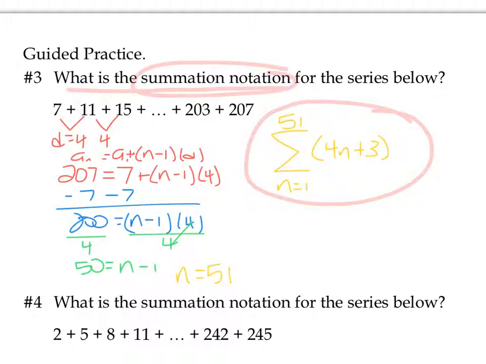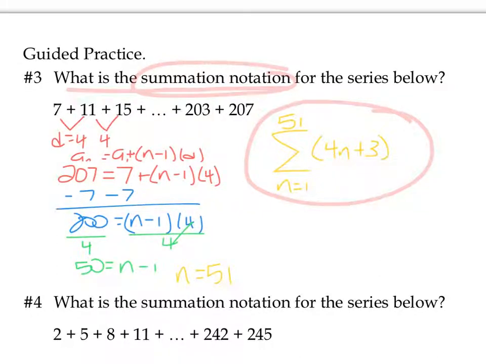Summation notation is written right there. That sigma sign, right? Again, this is our sigma notation. We're going from 1 to 51. We got the 51 by solving for how many terms there were. We don't know, there's a big list. How do we know how many terms there are to get to 207? We had to figure that out. And then our explicit formula definition right there.